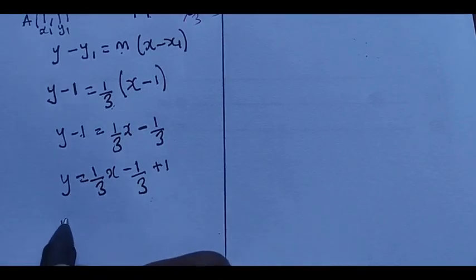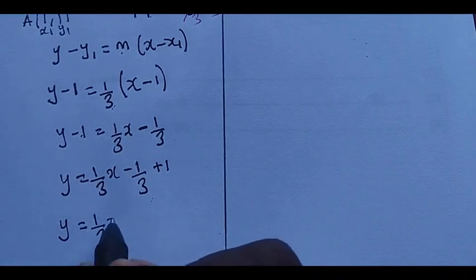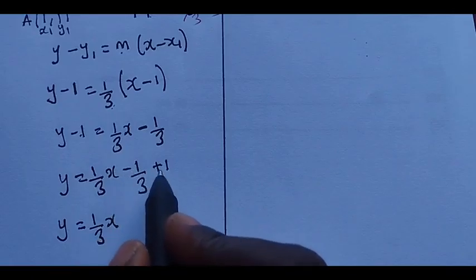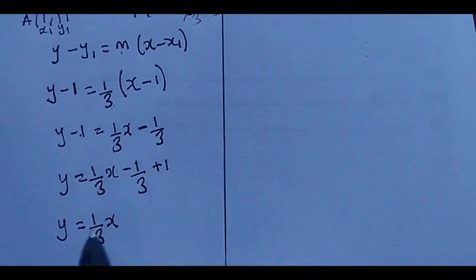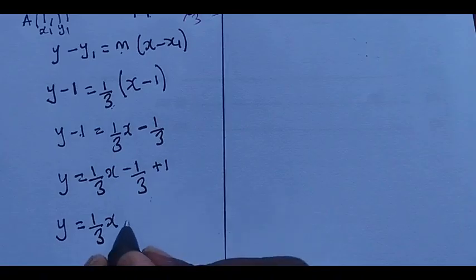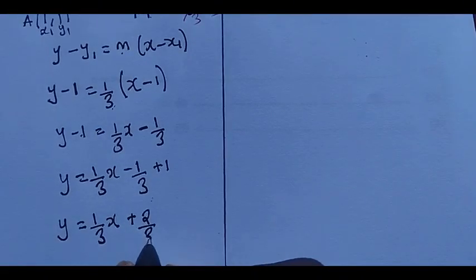You say y equal to 1 over 3x. Okay, so this is negative 1 over 3 plus 1. What are we going to get? Alright, so when we add negative 1 over 3 plus 1, this will give us a positive 2 over 3.